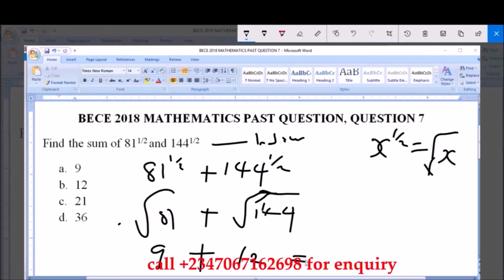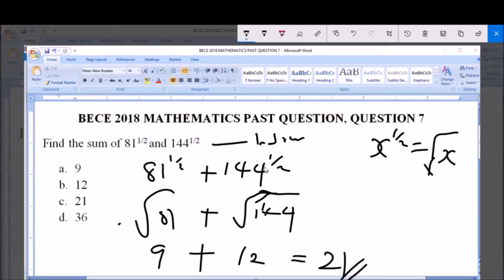Now when we sum these results together, 9, which is the square root of 81, plus 12, which is the square root of 144, we get 21 as our answer. Remember, from the law of indices, when a number is raised to the power of 1/2, it simply means the square root of that number. And so 81 raised to the power of 1/2 simply means the square root of 81.